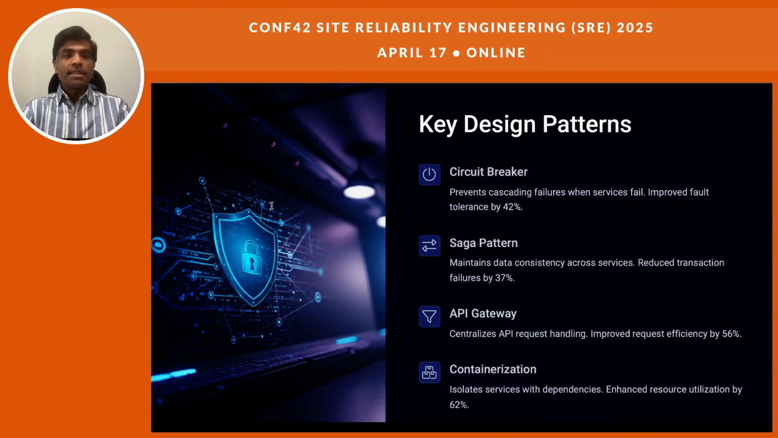Another important pattern is the API gateway pattern, which plays a central role in managing how clients interact with microservices. Rather than clients communicating with each individual service directly, the API gateway acts as a single entry point, which handles the routing to specific services. It can handle authentication. It can handle rate limiting and protocol translations. There are so many other features available in an API gateway, right? With centralized handling like an API gateway in place, most organizations have reported up to 56% improvement in request efficiency.